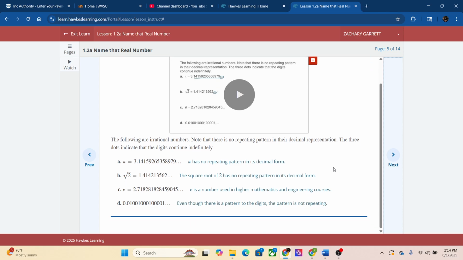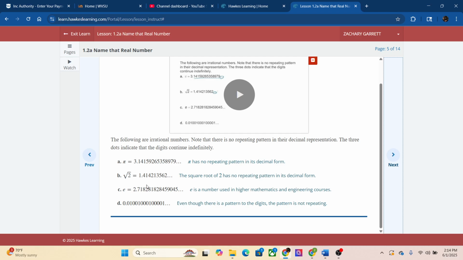Irrational numbers. The following are irrational numbers. Note that there is no repeating pattern in their decimal representation. The 3 dots indicate that the digits continue indefinitely. So as we all know, pi is an irrational number because it does not end, it is infinite. Pi has no repeating pattern in its decimal form.